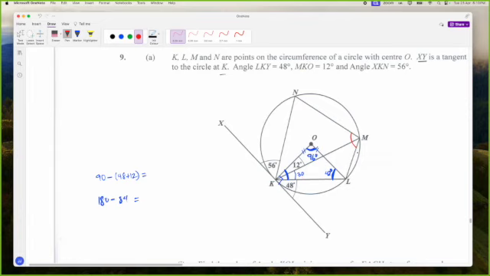I got 180 take away 56 plus 48 is equal to 76, but that is for NKL. Very good. What she did was she saw that this is a cyclic quadrilateral. And in a cyclic quadrilateral, opposite angles are supplementary. So this angle plus this angle is 180. So she found this angle here first.